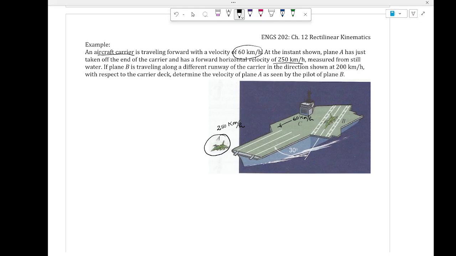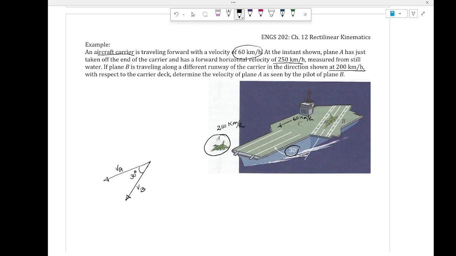If plane B is traveling along a different runway of the carrier in the direction shown at this 30-degree angle, basically what is happening here is that aircraft A is moving along the direction of the aircraft carrier, and there is this runway which has a 30-degree angle with aircraft A. That's for aircraft B, and that's for aircraft A. The two have different speeds, one is 250, another is 200. Everybody's following, right? All right, perfect.